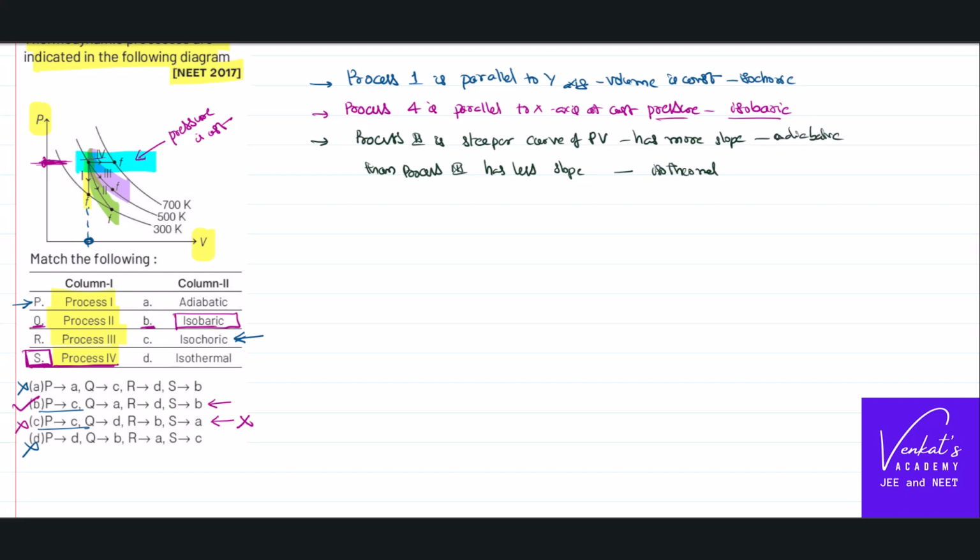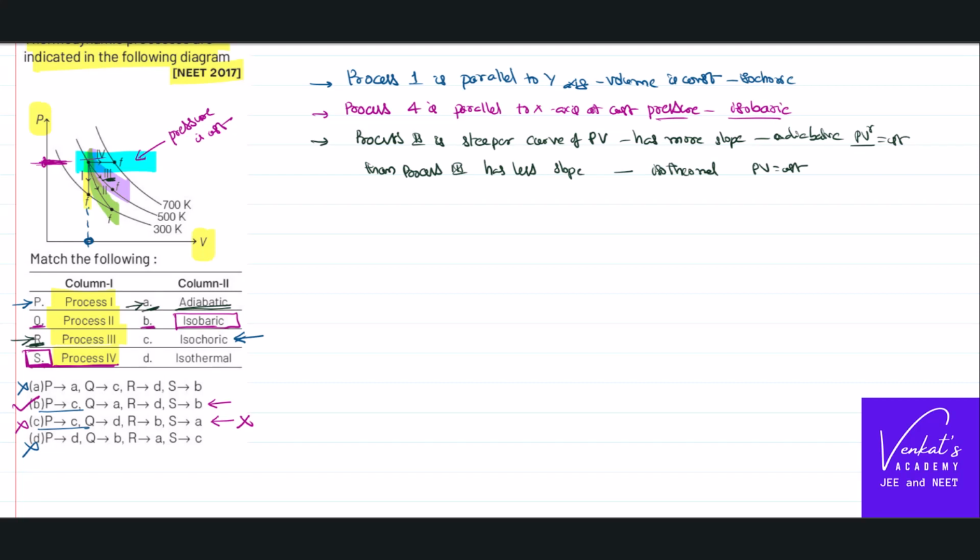In isothermal, PV is constant. In adiabatic, PV power gamma is constant. That's why the adiabatic process has a little higher slope. So whatever you see with a higher slope must be adiabatic. Process 3 is R, must be linked with adiabatic A. Look at this. R, process 3 means this one, shall be linked with adiabatic A, right?